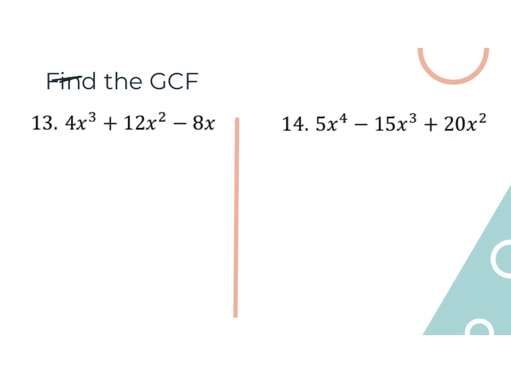Okay, 2 more of these. Factor out the GCF. I'm not sure what your notes say, but they should say factor out the GCF instead of just find the GCF. Okay, so here are my new number parts. 4, 12, negative 8. So I can divide out a 4 from all of those. That's the GCF of the number part.